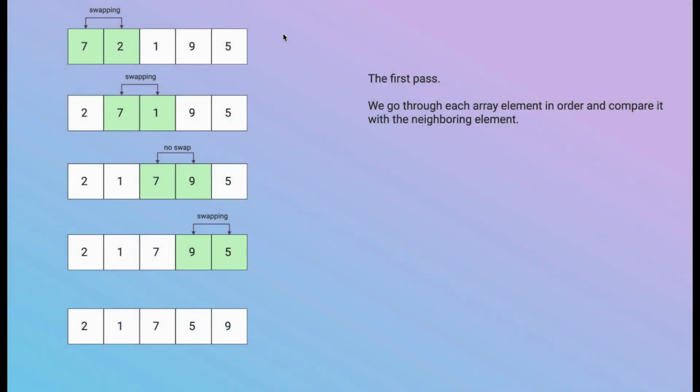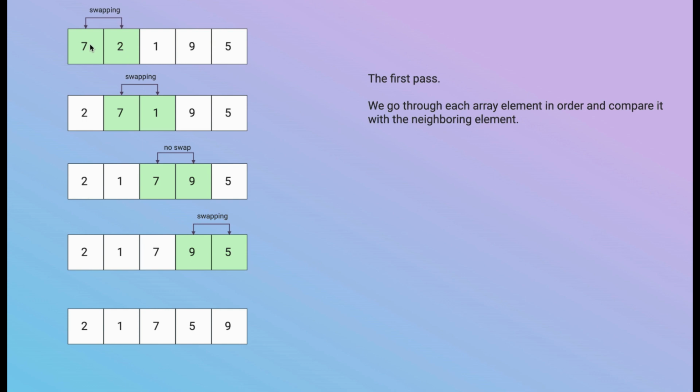The main idea of the algorithm is that it repeatedly steps through the array or list to be sorted, compares each pair of adjacent items and swaps them if they are in the wrong order. We go through each array element in order and compare it with the neighboring element.